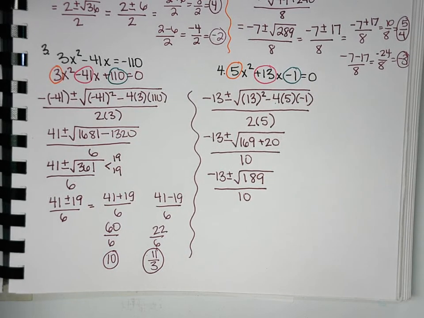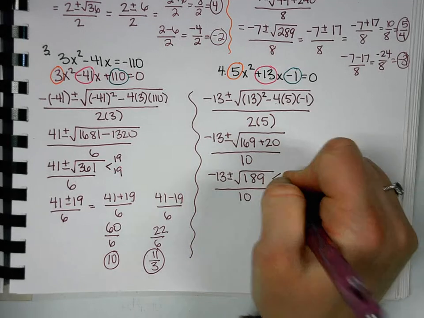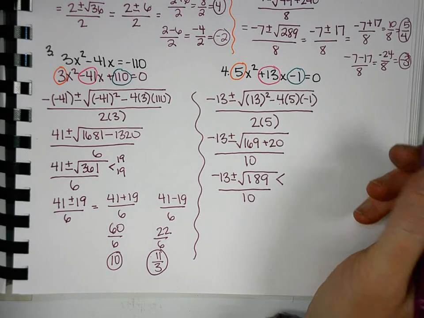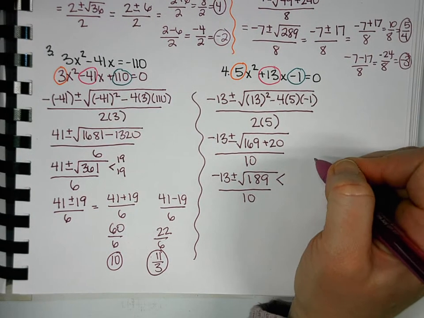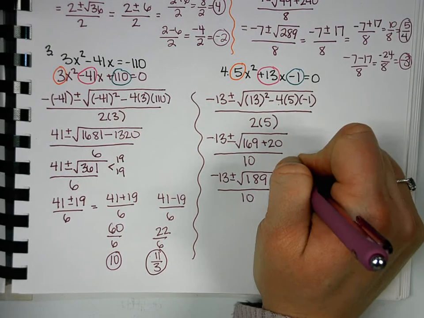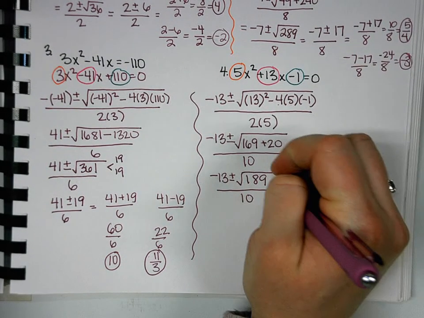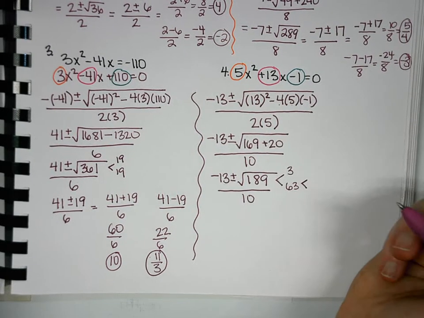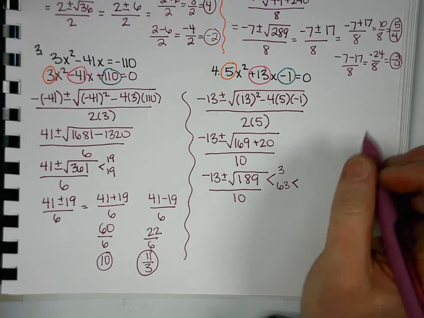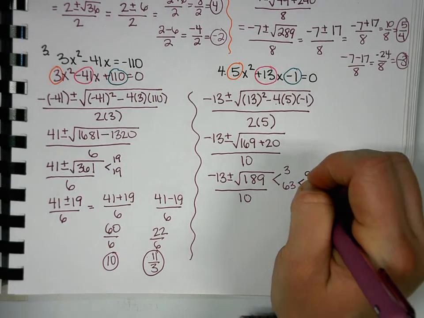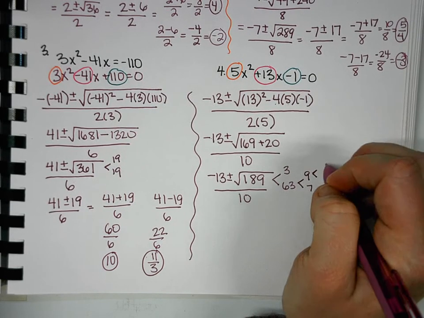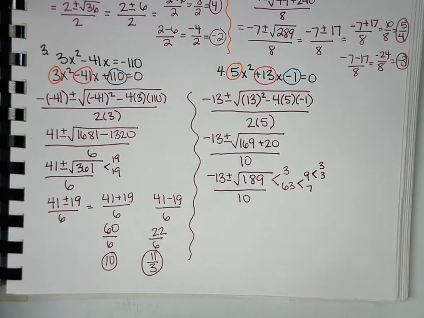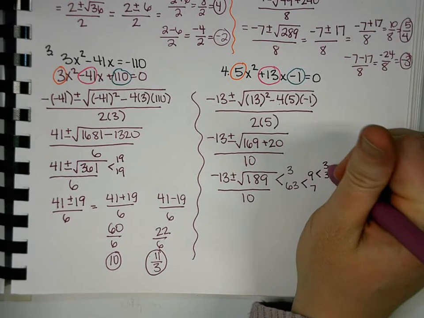So how can we break down 189? This one's not perfect. 6 does not go into it. 3 does. Let's see, 3 goes into it 63 times. How can we break down 63? 9 and 7. And what about 9? 3 and 3. So what do I have a pair of? We have a pair of 3's.